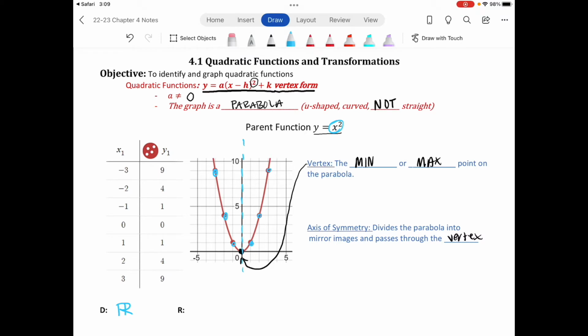Now we're going to look here at the range. Just looking at the graph and looking at all of our y values, we're going to notice that we have nothing that's happening down here where all those y values are negative. All of our y values start here at 0 and then continue to go up in both directions. So our range is going to be y is greater than or equal to 0.